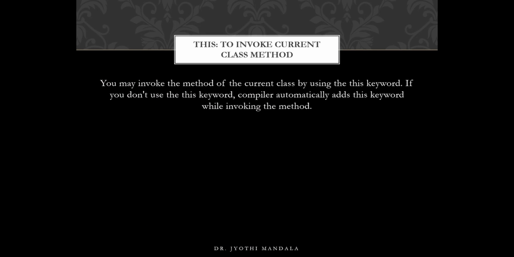Next one is how this keyword can be used with your method. Whenever you want to invoke one method from another method in the same class, that can be done by using this keyword. If you are not mentioning this keyword also, the compiler will automatically add this keyword and it will invoke the method, and that's why it is called implicitly done.